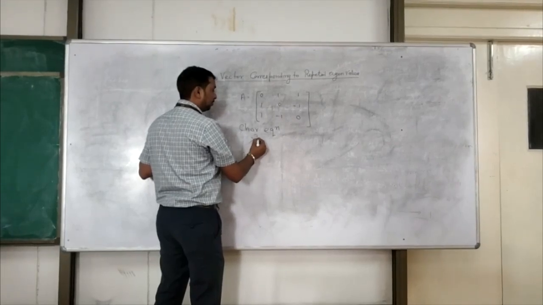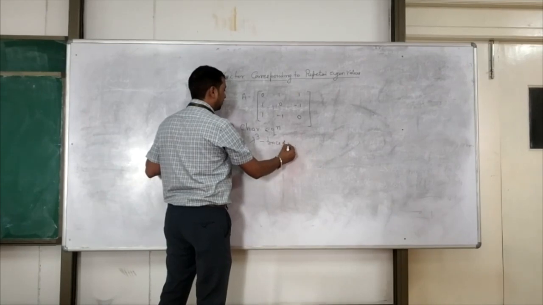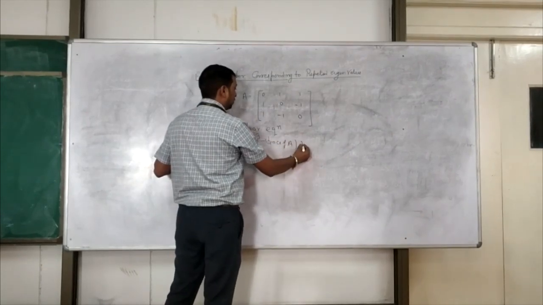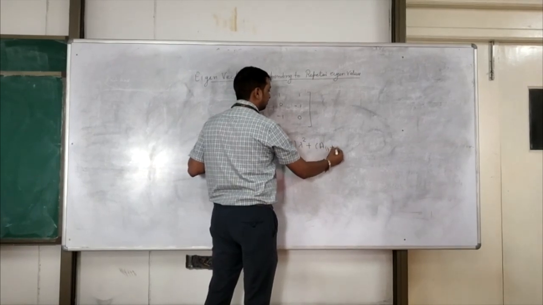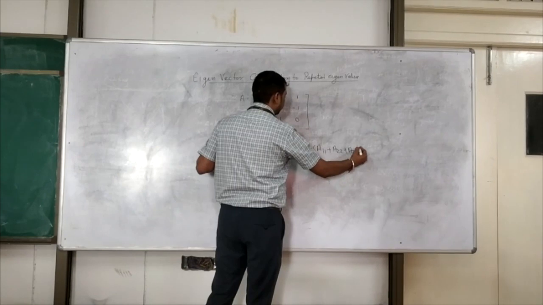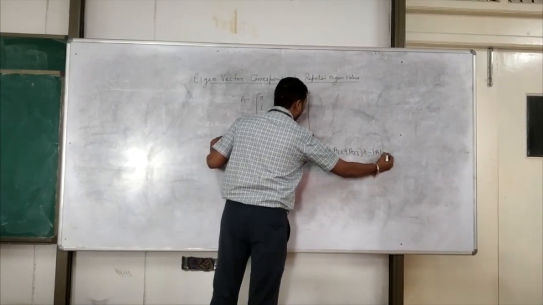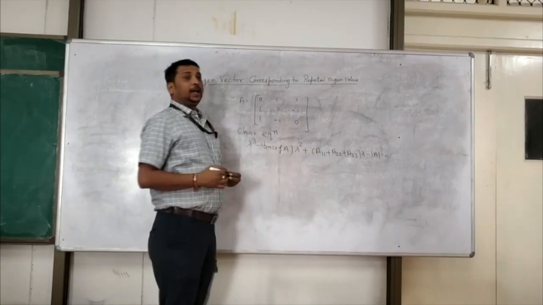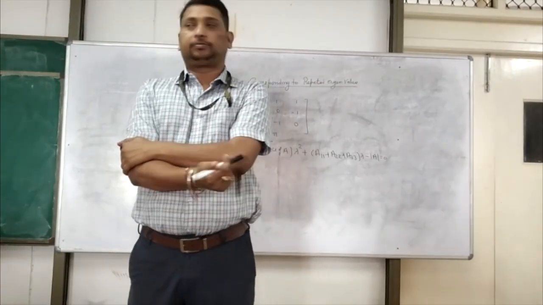Lambda cube minus trace of A lambda square plus sum of minors of A lambda minus determinant of A equal to 0. Any doubt to anyone? Any doubt?